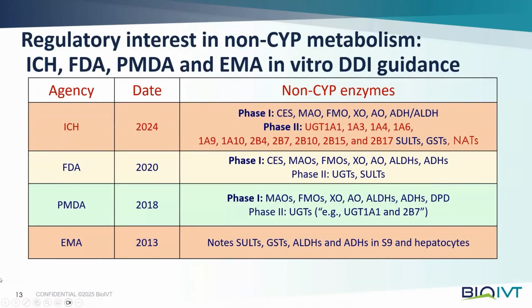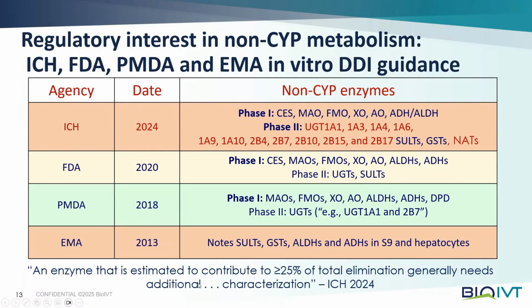So there is regulatory interest in non-CYP metabolism, and I've included ICH from 2024 as final, so that really overrides the regional guidance, although EMA is coming out with a separate guidance dealing with intestinal metabolism and transport. But you can see that in addition to the previous ones, carboxylesterases and so on, they've added quite a few in phase 2, specific UGTs, even including sulfotransferases, GSTs, and inositol transferases.